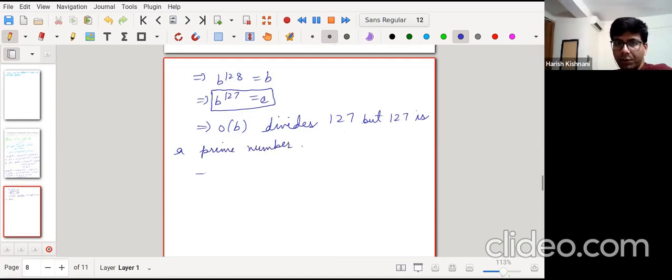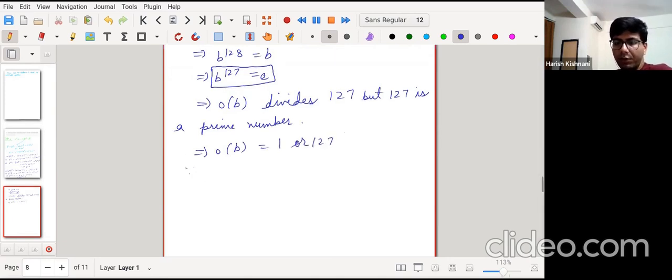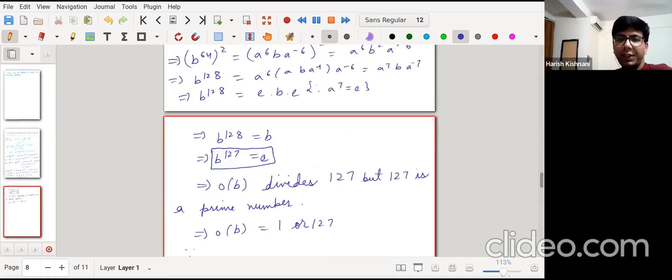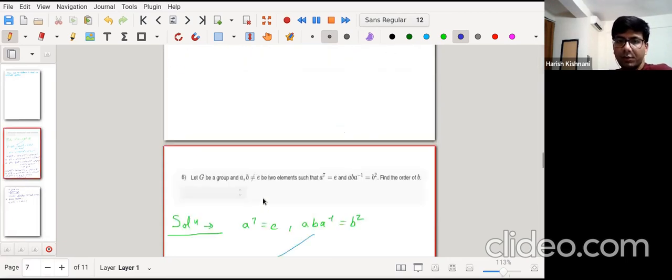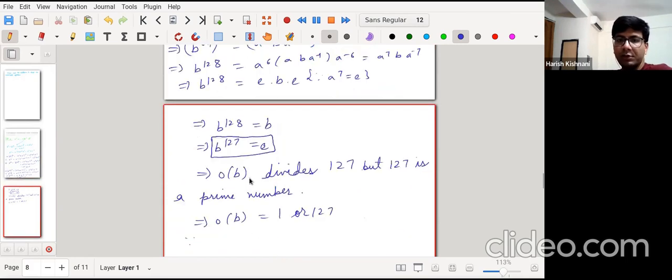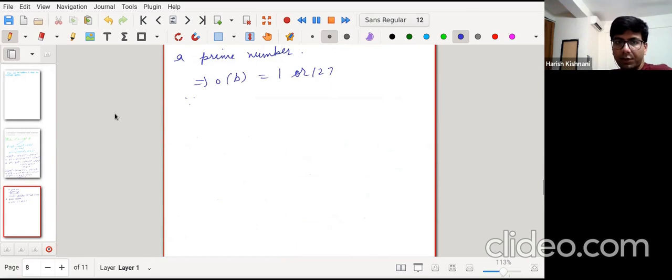So the order of b is either 1 or 127. Since you are already given that b is not the identity, the order of b cannot be 1, thus its order is 127. Therefore, as b is not the identity, the order of b is 127.